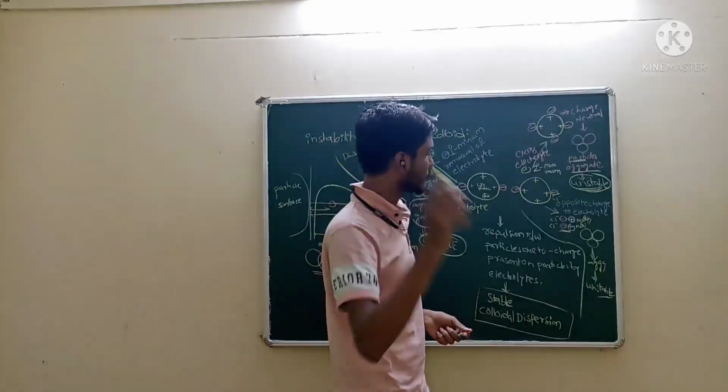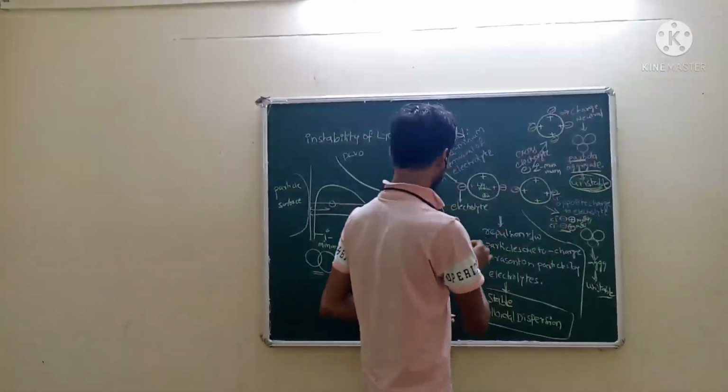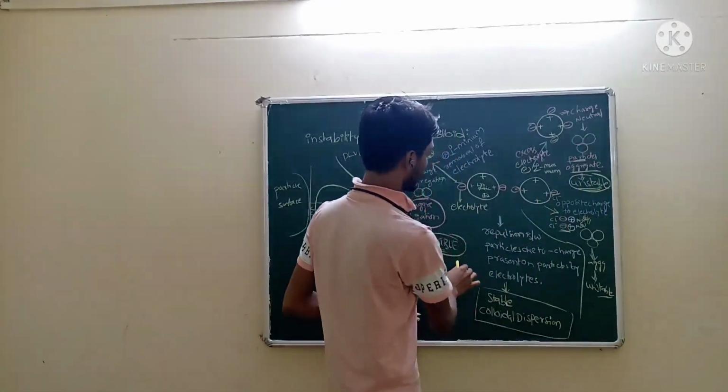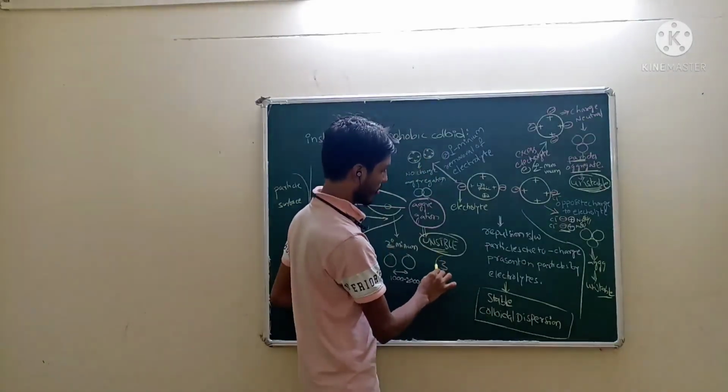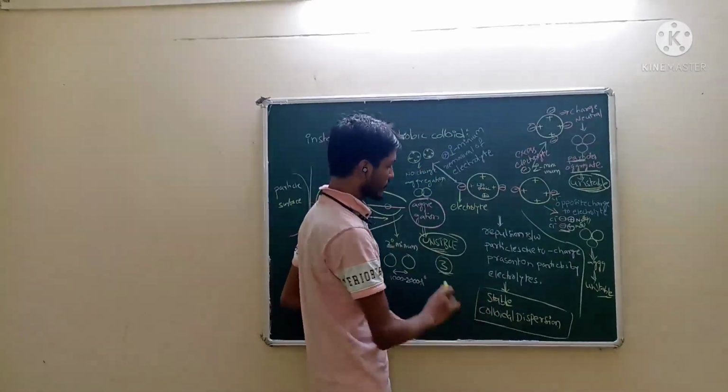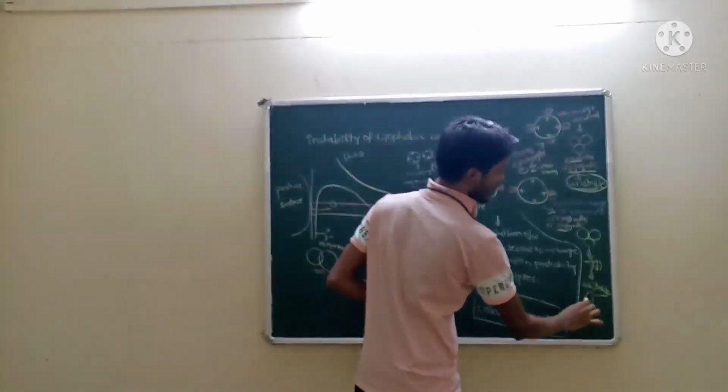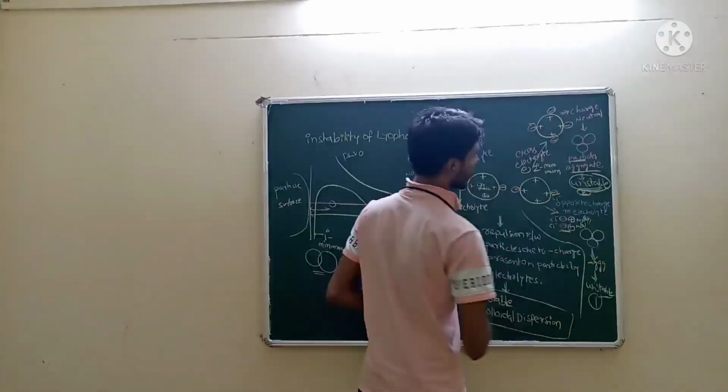See how many times: 1, 2, 3. Three ways to make it unstable.